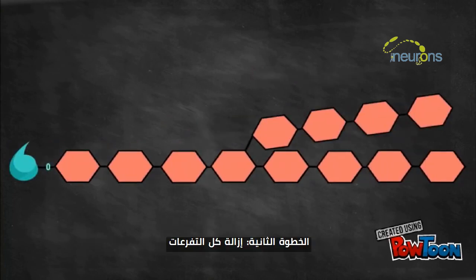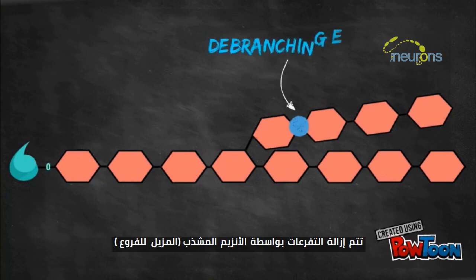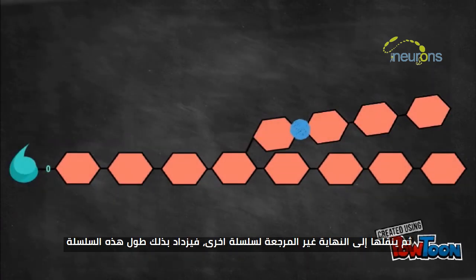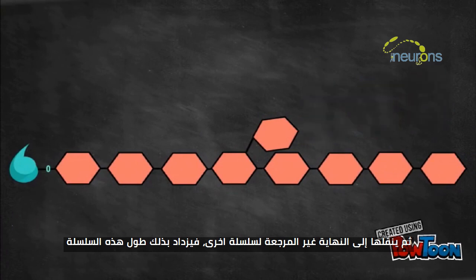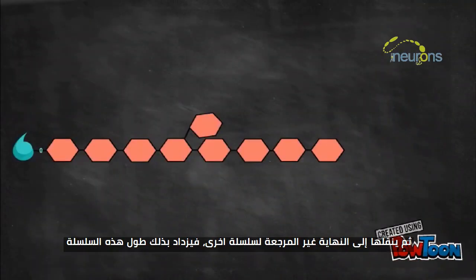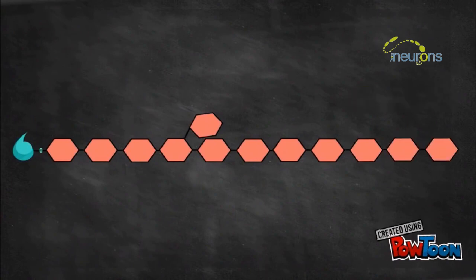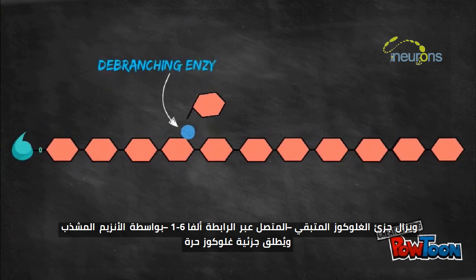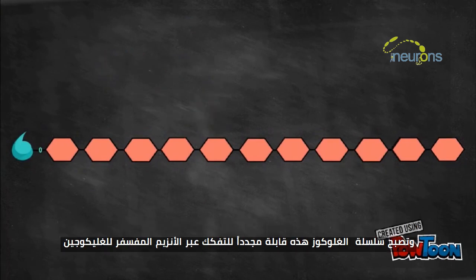Step 2. Removal of branches. The branches are removed by the debranching enzyme. First, it removes the outer 3 of the 4 glucosyl residues attached at a branch. Next, it transfers them to the non-reducing end of another chain, increasing its length. The remaining glucose residue attached in an alpha-1,6 linkage is then also removed by the debranching enzyme, releasing it as free glucose. This glucosyl chain is now available again for degradation via the enzyme glycogen phosphorylase.